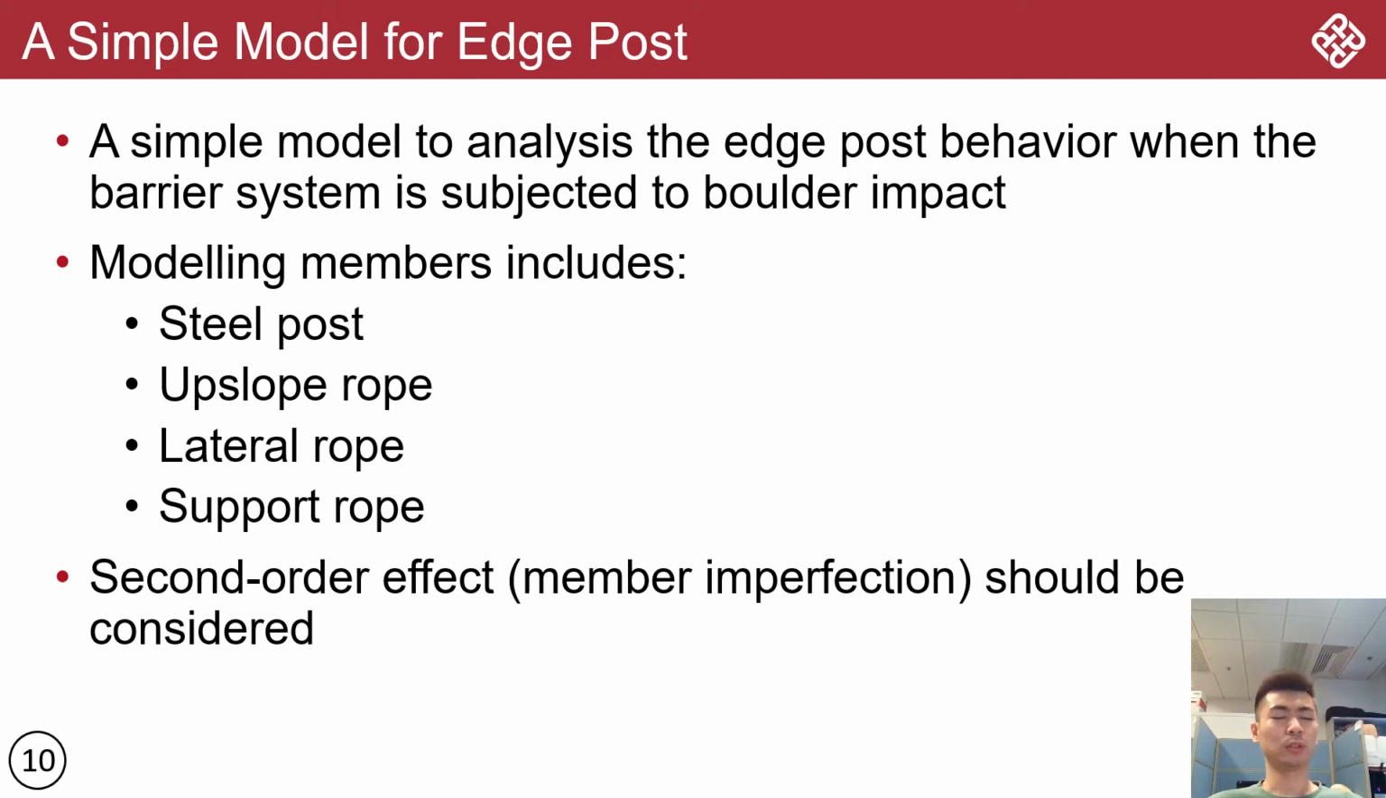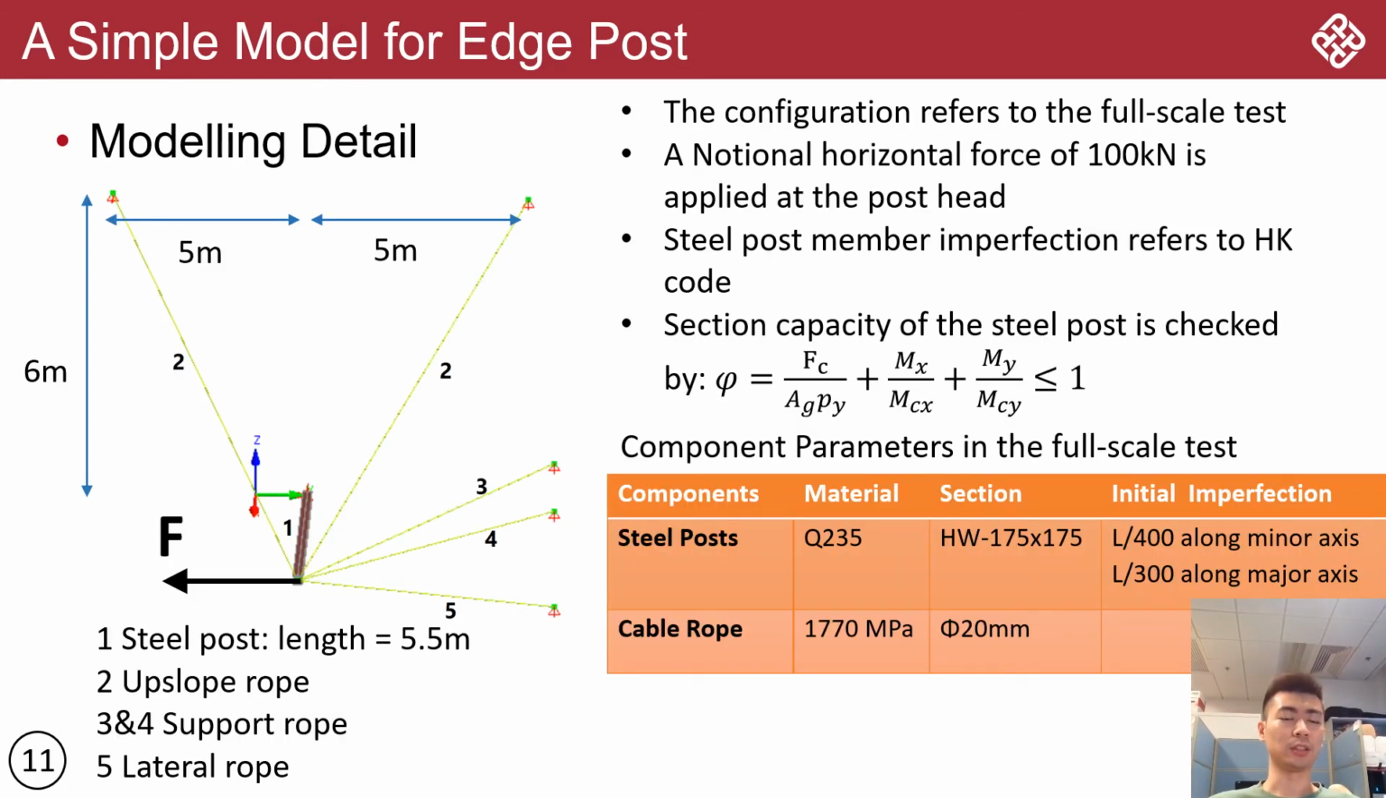So we propose a simple model to analyze the edge post behavior when the system is subjected to boulder impact. This model is simple and only includes the steel post and the cable ropes that are connected to this post. Then the second order effect, especially the member initial imperfection, will be considered. You can see this simple model.